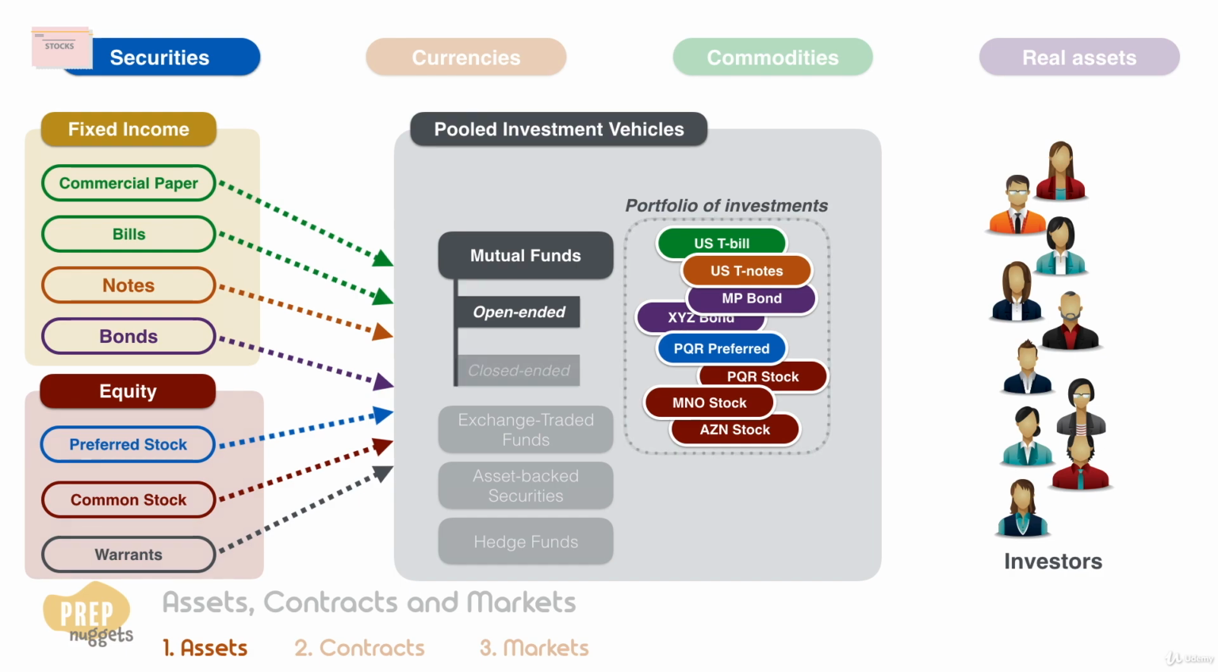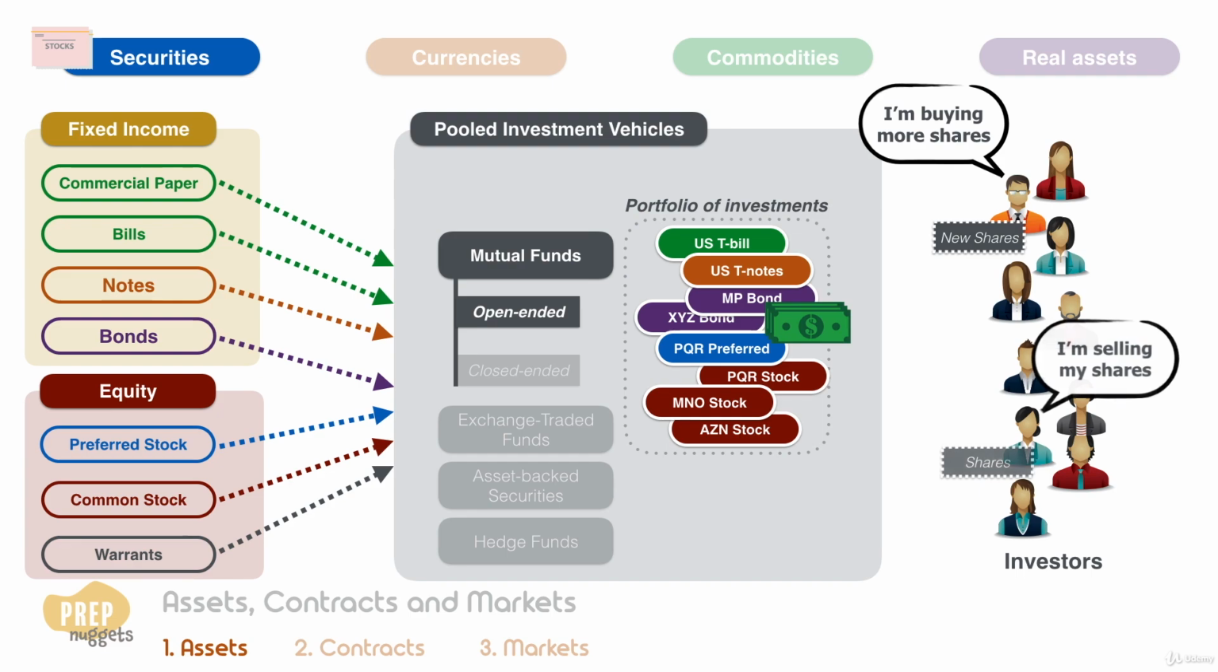Open-ended funds issue new shares when an investor buys in and redeem existing shares when an investor sells, usually on a daily basis. The price at which a fund redeems and sells the shares is based on the net asset value of the fund's portfolio expressed on a per-share basis. Investors generally buy and sell open-ended mutual funds by trading with the mutual fund.